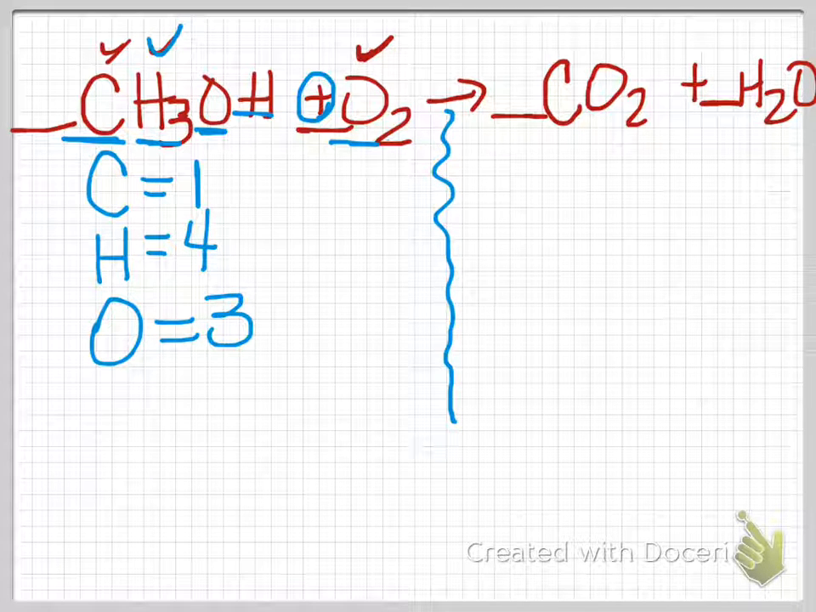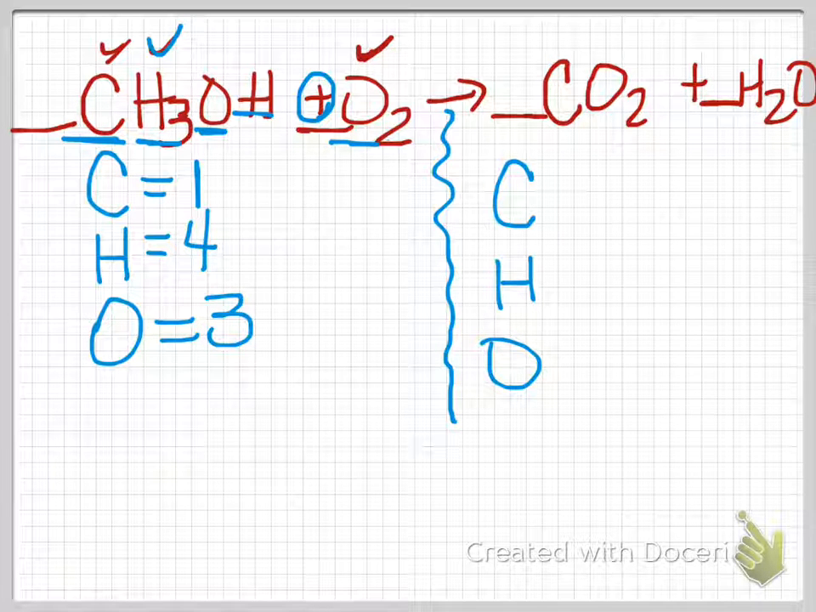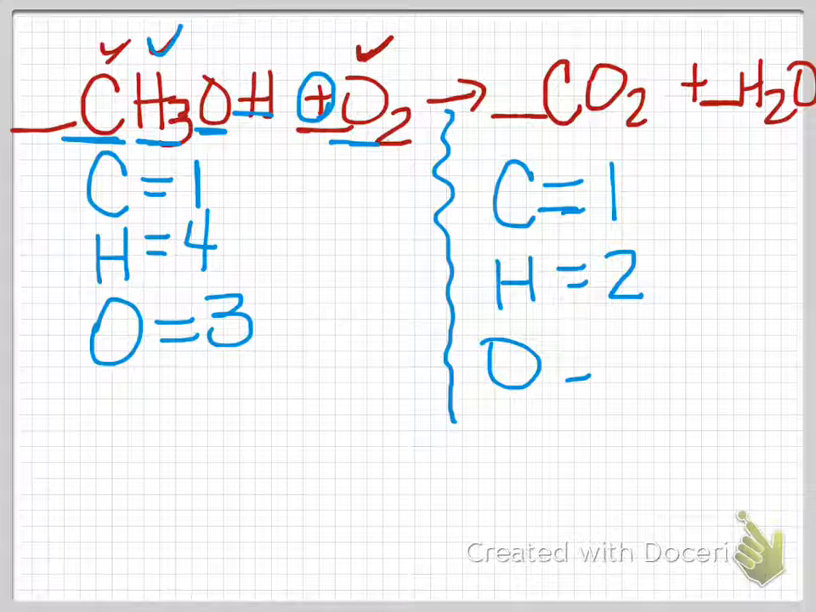Okay? And what about how many am I going to end up making? Well, I'm going to put my products, that's what I'm making, over here at the end. C's, H's, O's. How many carbons am I going to end up with? 1. How many hydrogens am I going to end up with? 2. How many oxygens do I end up with over here? 2 plus 1 is 3.